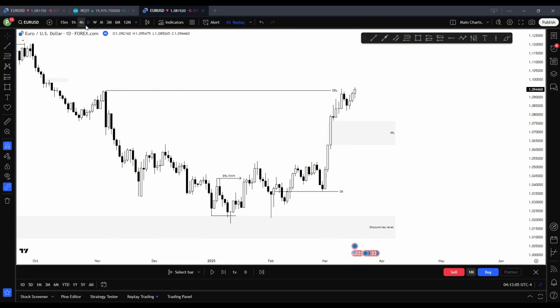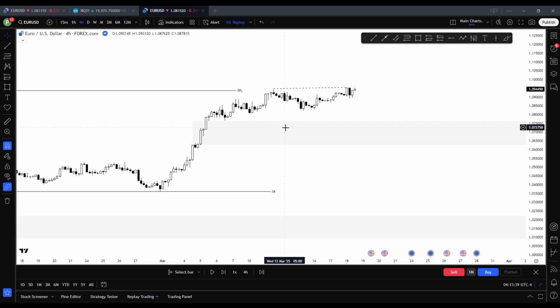Now, since we are on the daily time frame in this example, this IRL that we are expecting for price to fill becomes our long-term drawn liquidity for the lower time frames. And that's the target that we'd expect price to go to before it continues moving higher again. Now from here, using consecutive time frame alignment, I'll drop down to the 4-hour time frame to identify the short-term drawn liquidity and the short-term ERL and IRL.